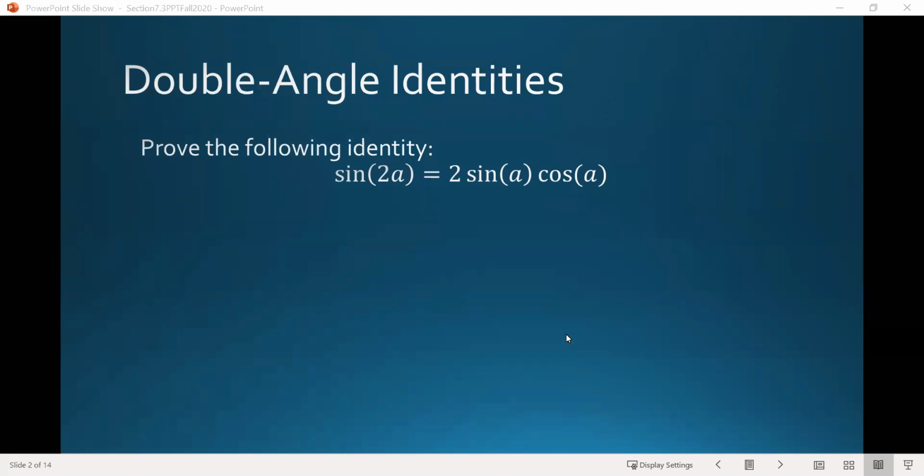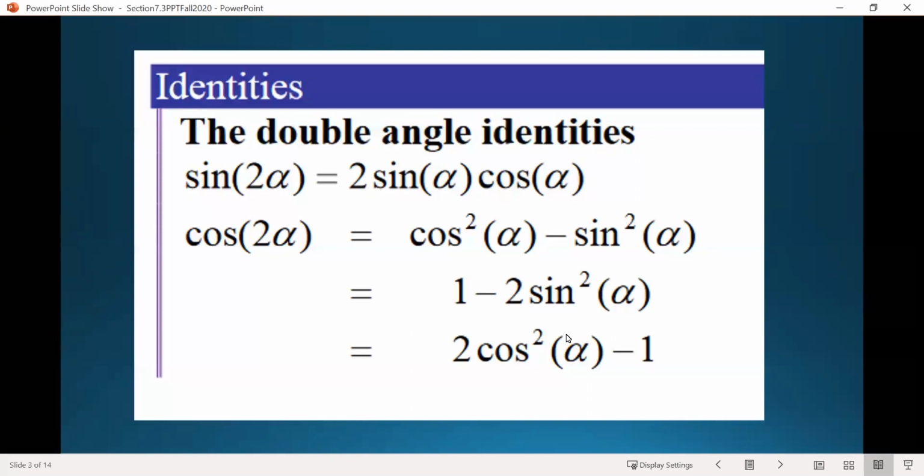So what that leads us to is a new set of identities called the double angle identities. We see there at the top the one we just proved: sine of 2 times alpha, or 2 times a, gives us 2 times sine of a times cosine of a. And then we also have identities for cosine of 2a. And in this case, there's actually 3 options. There's cosine squared minus sine squared, 1 minus 2 sine squared, and 2 times cosine squared minus 1.